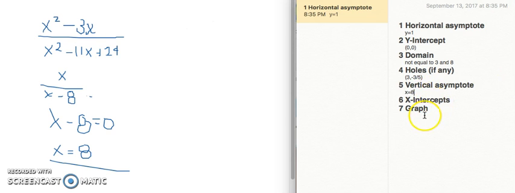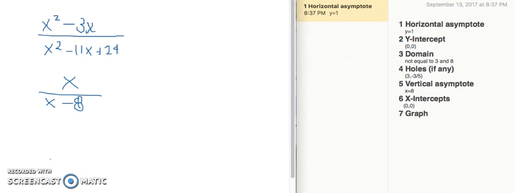Now we have to find the x-intercepts. To find the x-intercept, instead of looking at the denominator, we look at the numerator. So it's x, which will be equal to 0. So our x-intercept will be (0, 0).